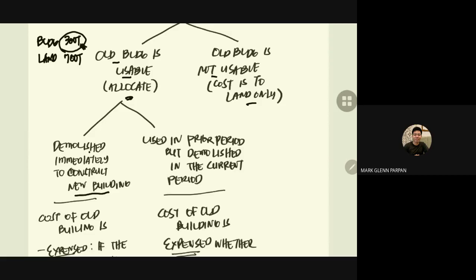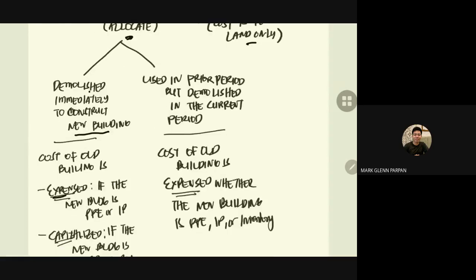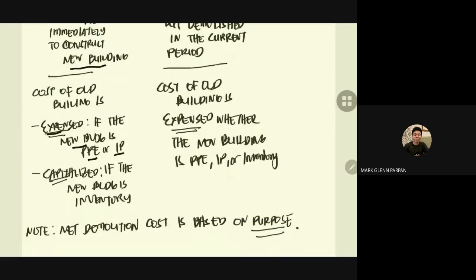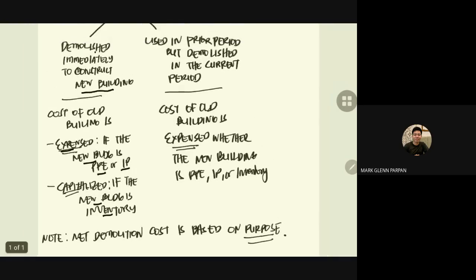So, the cost of the old building is mag-i-expense siya if ang new building, yung bagong itatayo na building, is to be treated as PPE or investment property. Pero ang cost ng old building is to be capitalized if the new building is to be treated as inventory. Okay? So, tingnan natin.